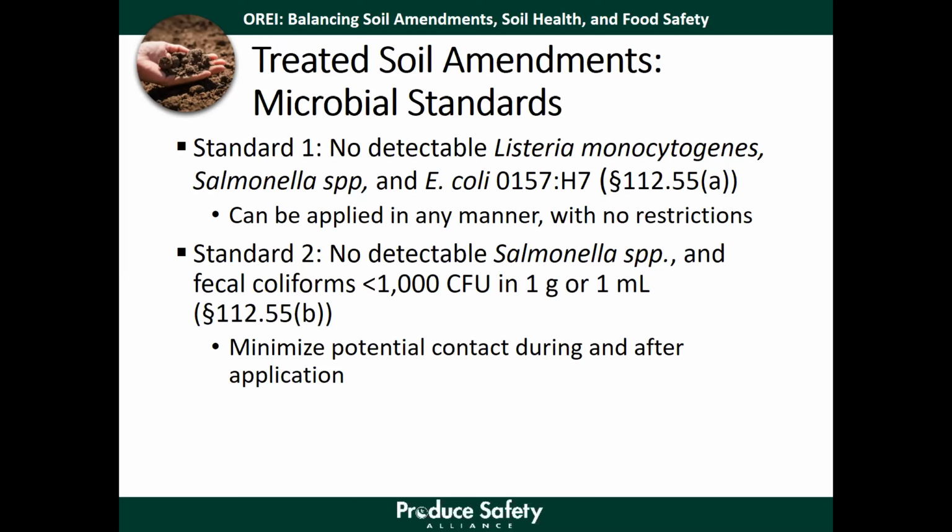They consider that to be a little bit stricter of a soil amendment treatment, and therefore it can be applied in any manner. That second standard, which would include compost such as windrow compost or aerated static compost, the requirement for using this in a produce operation would be to minimize potential contact during and after application. And when I say minimizing potential contact, that's going to be things like minimizing any contact between the compost and the actual harvestable part of the crop. So for example, if you're growing bush tomatoes or really any produce item.